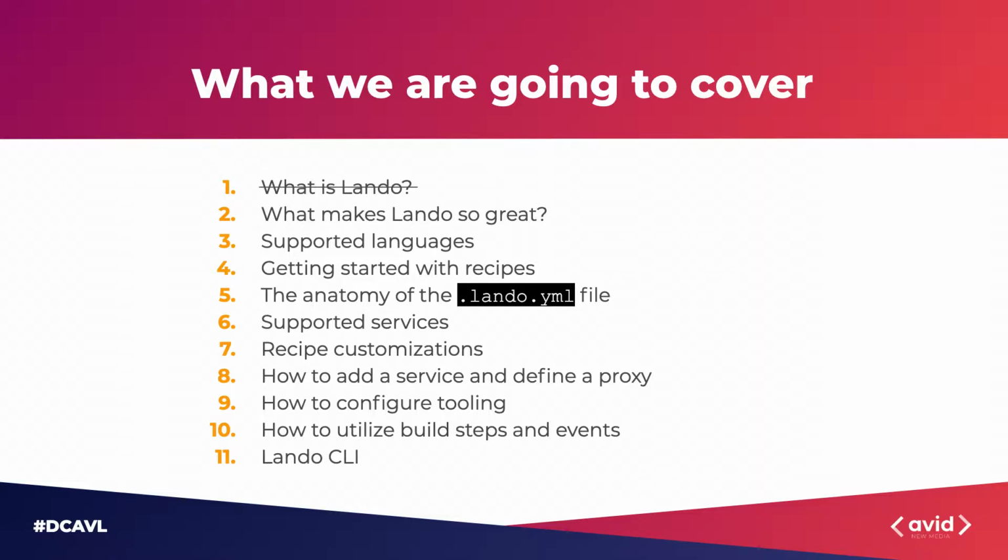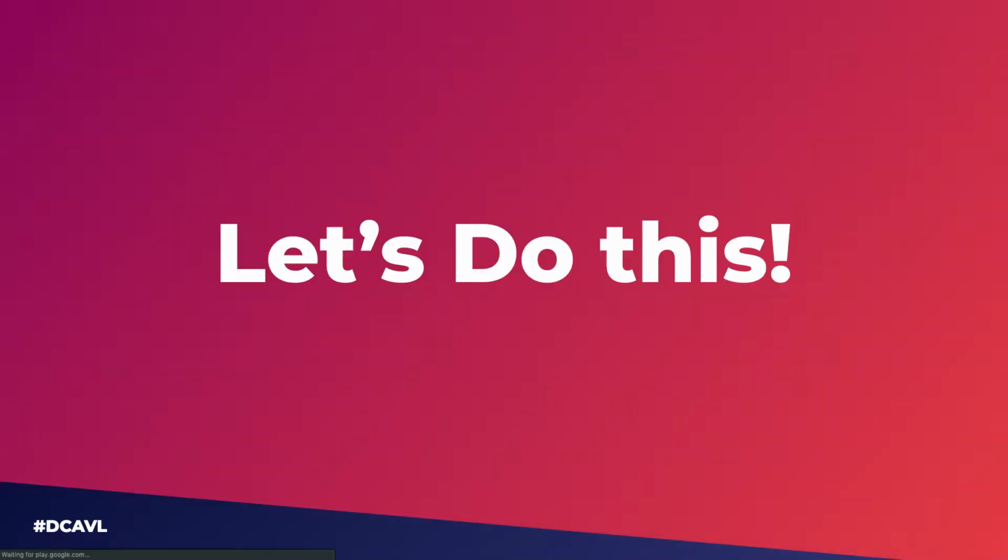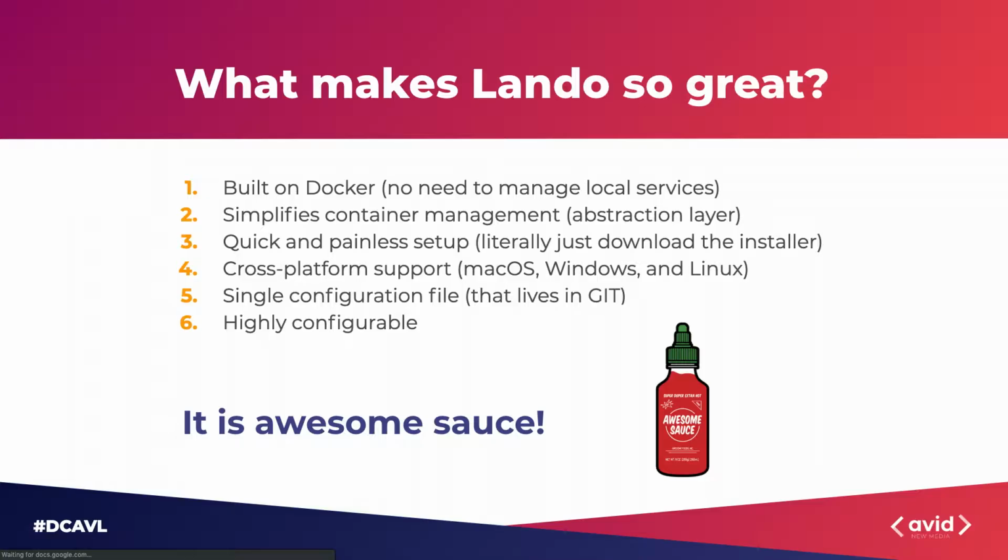And we'll configure tooling, so customize commands you might want to run in your local development environment, like Drush. We'll also look at utilizing build steps, so when you spin up a project for the first time, Composer installs, and then maybe you import your configuration management, clear the caches, update the database, that sort of thing, utilizing build steps and events. And we'll look at the Lando CLI so you can get a feel for what you can really do with it out of the box. So let's do it. Let's take a peek.